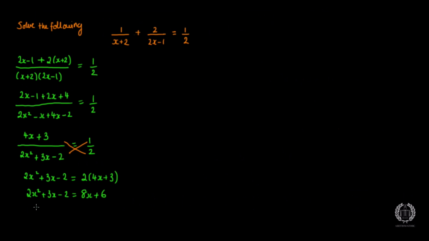Bring everything to the left hand side to get your quadratic. So you get 2x squared plus 3x minus 2 minus 8x minus 6 equals 0. If we simplify this, we get 2x squared, 3x minus 8x is minus 5x, and then minus 2 minus 6 is minus 8, equals 0. So the equation we have now, let me use another color pen, blue in this case, is 2x squared minus 5x minus 8 equals 0.